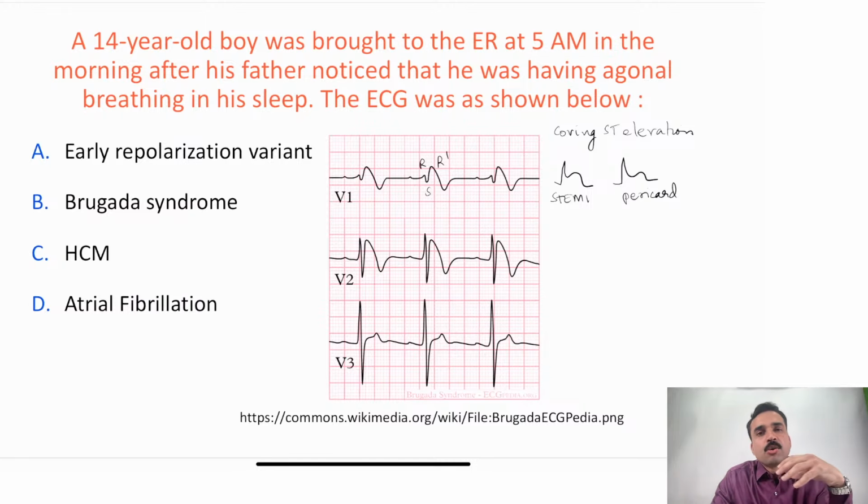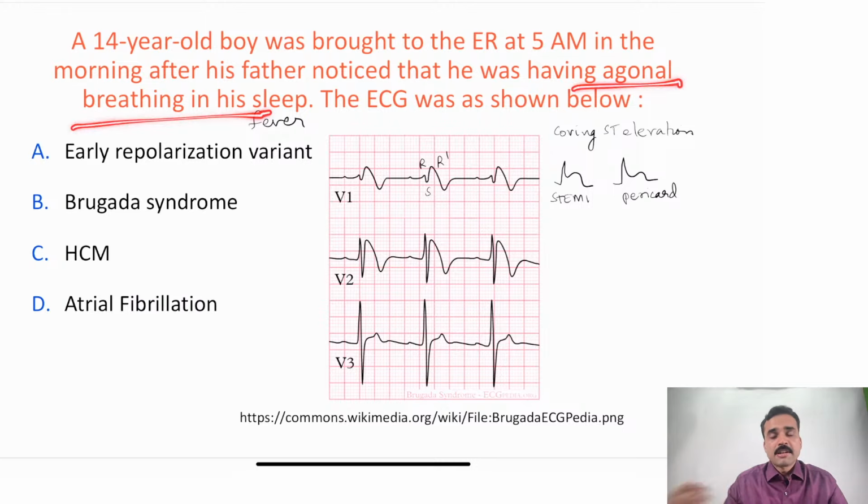So it was a young boy who developed agonal breathing in sleep. Whenever such events happen during sleep, a patient ends up collapsing during sleep or during fever episodes. So fever and sleep would be important history for Brugada syndrome, because these can end up triggering malignant arrhythmias, and that is why the boy ended up developing agonal breathing.